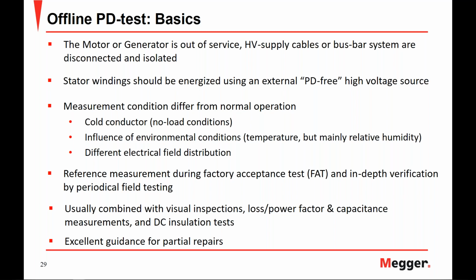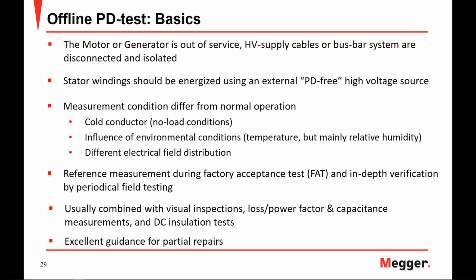The measurement conditions differ from normal operations in offline partial discharge tests. For instance, it would be a cold conductor test, meaning it would be under no load conditions. The influence of environmental conditions would be different from the online conditions, such as temperature and humidity, and of course, a different electrical field distribution since you're energizing using an external PD high voltage source. Reference measurements should be performed during the factory acceptance test, while an in-depth verification by periodic field testing can be done during an outage or after a trigger by online measurements or from continuous online monitoring.